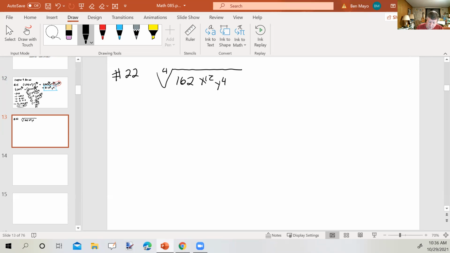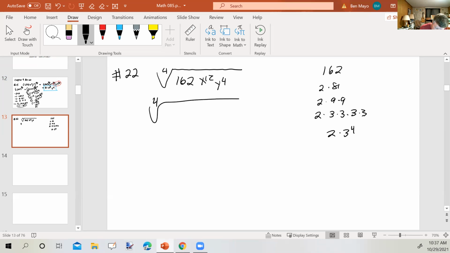Since my index is a 4, inside the radical, that is the radicand, I'd like it to have things raised to the 4th power or to multiples of 4 powers, like 4, 8, 12, etc. Let's deal with the 162. 162 is 2 times 81, which is 2 times 9 times 9, which is 2 times 3 times 3 times 3 times 3, which is 2 times 3 to the 4th power.